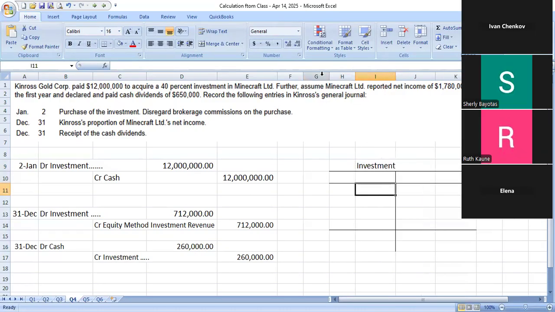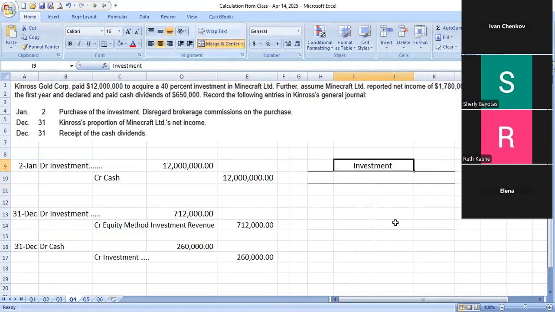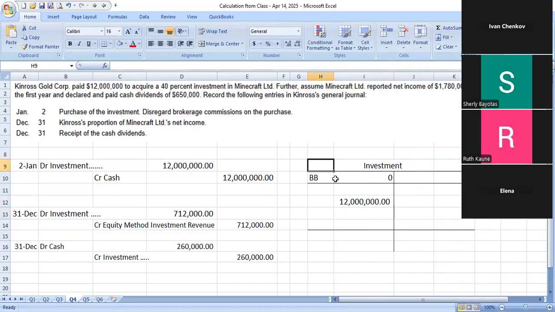Let's make it a little bit wider. Beginning balance was 0 on January 1st. Then we purchased this investment for $12 million. That will be our debit. That will be our credit. Then we get more investment from the income, 712. And from the dividend that we receive, we're going to reduce our investment by that amount.